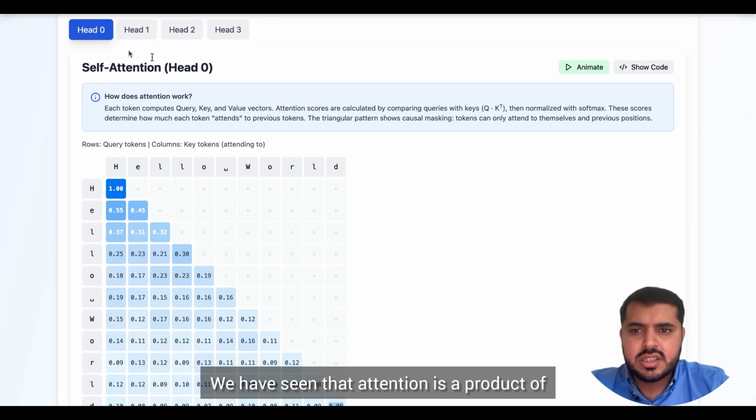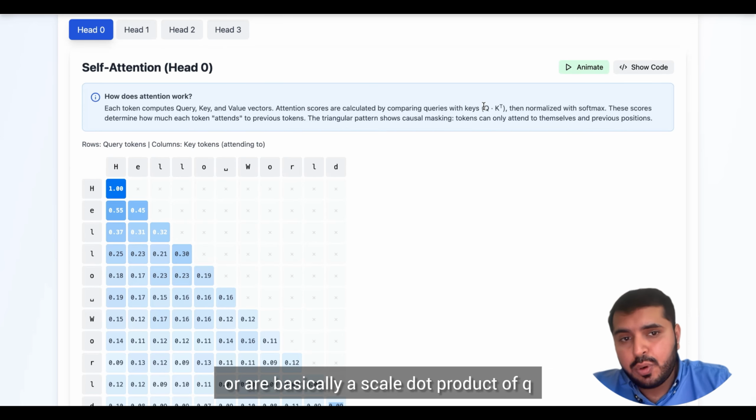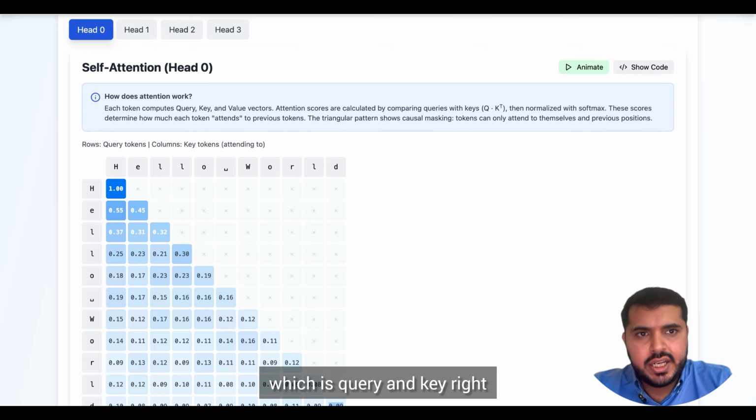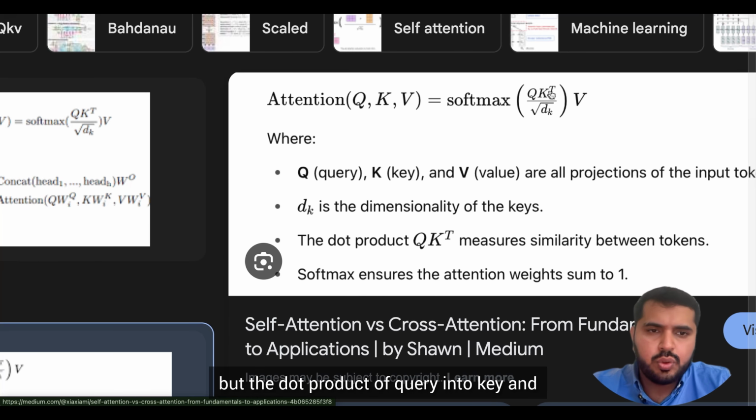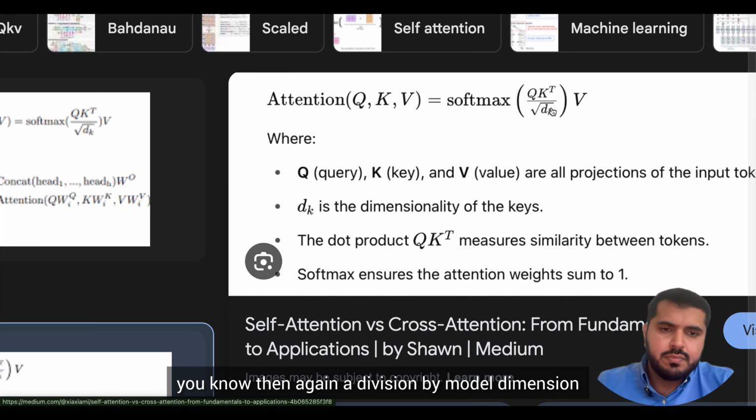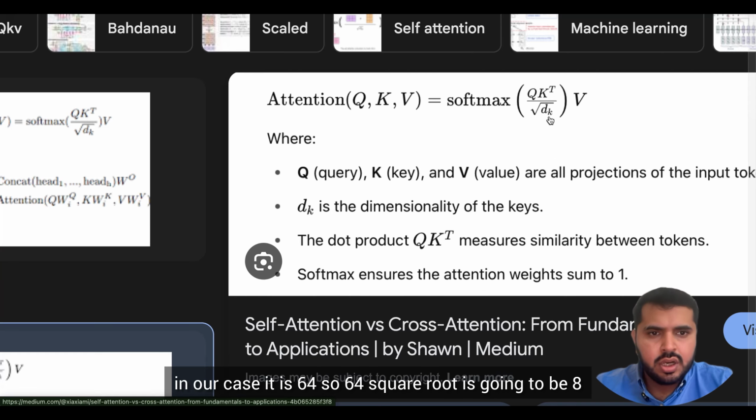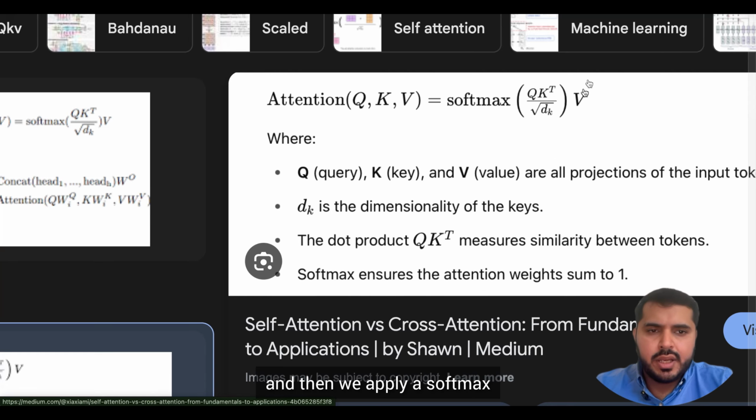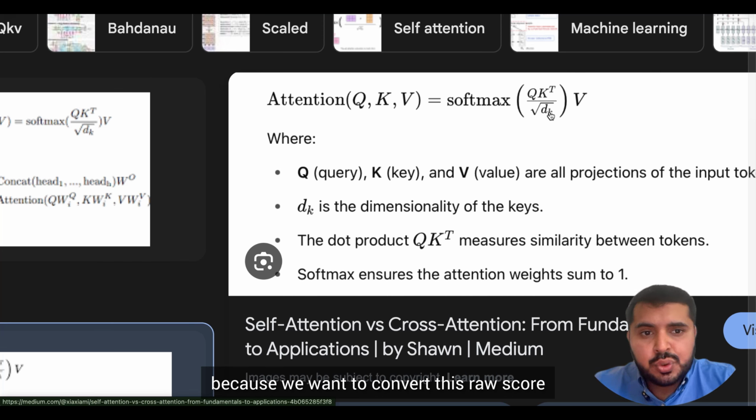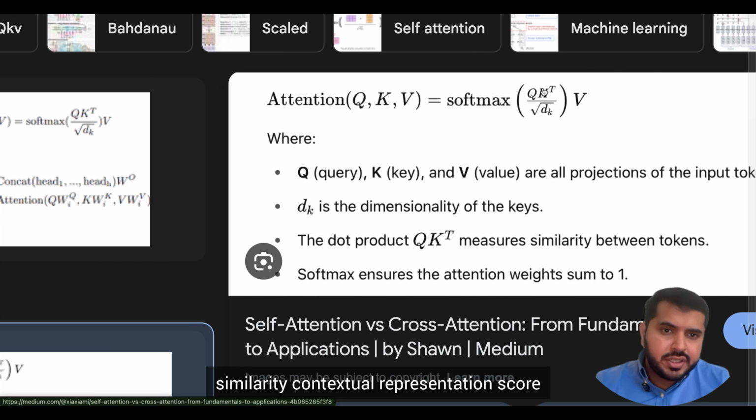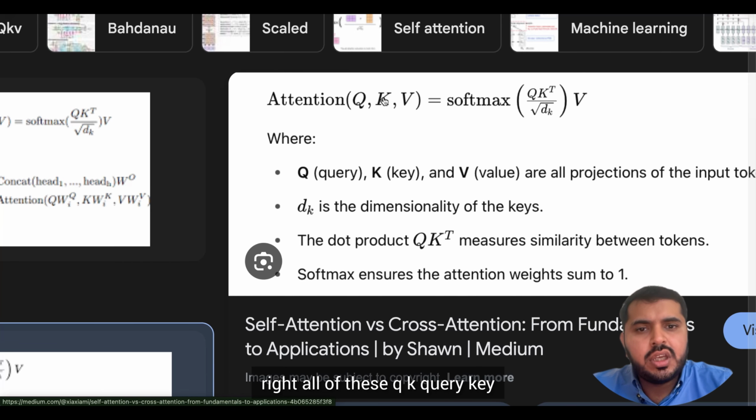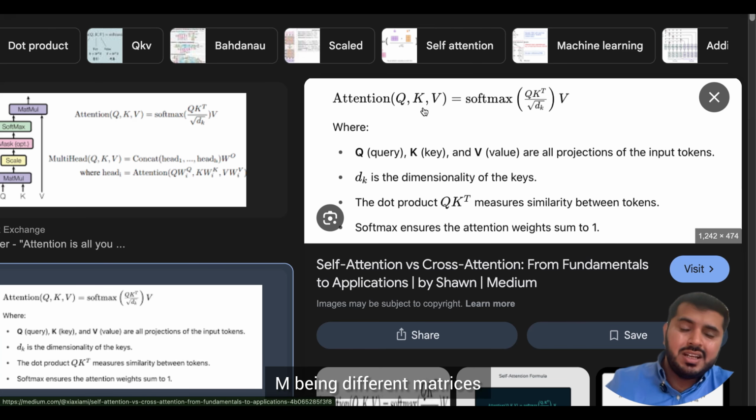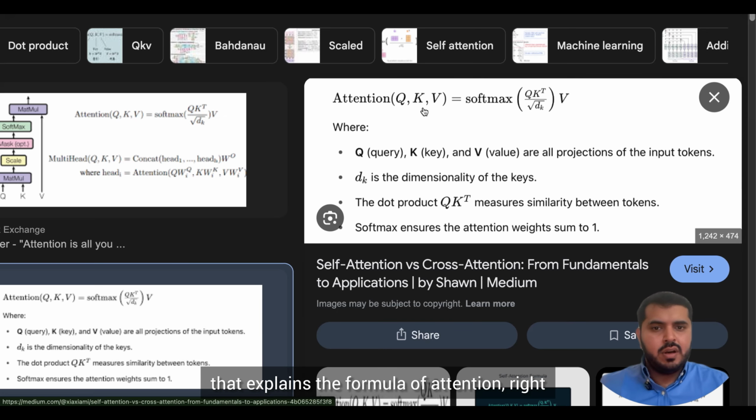So we've seen that attention is a scaled dot product of Q, which is query, and key, right? If you look at the formula here, attention is nothing but the dot product of query and key, and then a division by the square root of the model dimension. In our case it is 64, so the square root is going to be 8, and then we apply a softmax because we want to convert this raw score. This is a similarity score, a similarity contextual representation score. We want to convert it into probability mass, and then we multiply it with the value matrix, right? All of these query, key, and value are matrices, right? So we talked about query, keys, and values being different matrices, which explains the formula of attention, right?